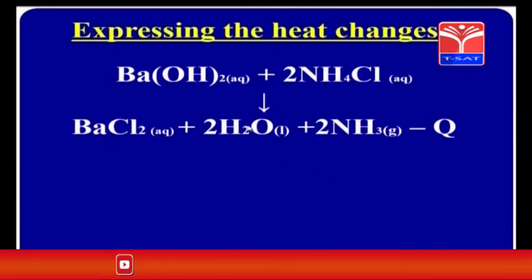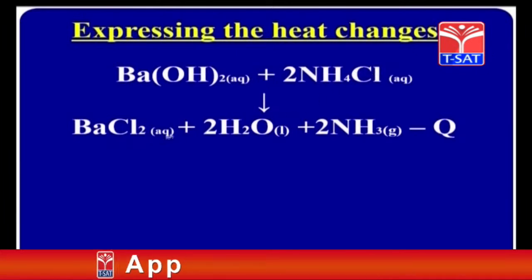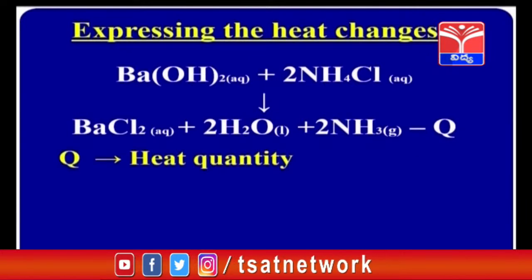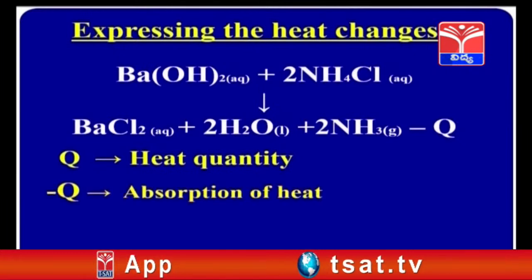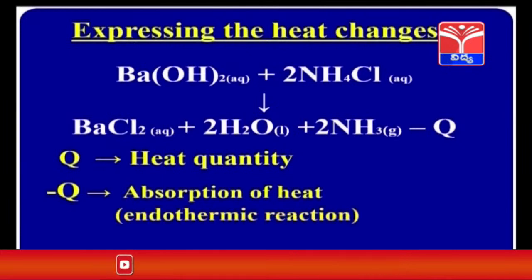That is why the equation can be written in the form of Ba(OH)2 plus 2NH4Cl gives rise to BaCl2 plus 2H2O plus 2NH3 minus Q. Remember, here we have written minus Q. For the previous reaction we have written plus Q. Here also Q indicates heat quantity, but minus Q indicates absorption of heat. Therefore, it is known as an endothermic reaction.